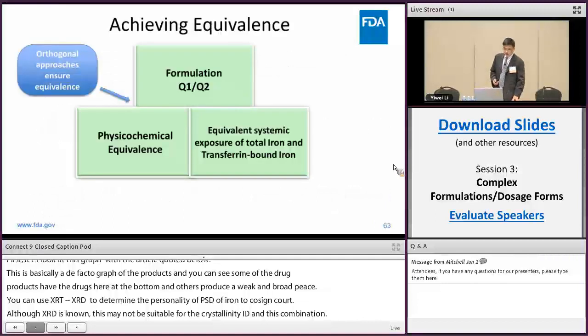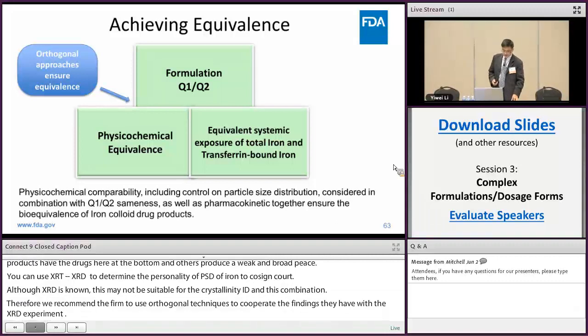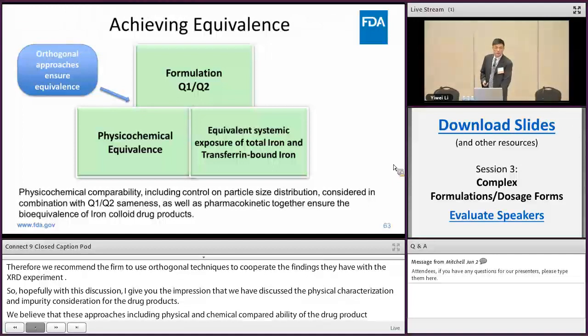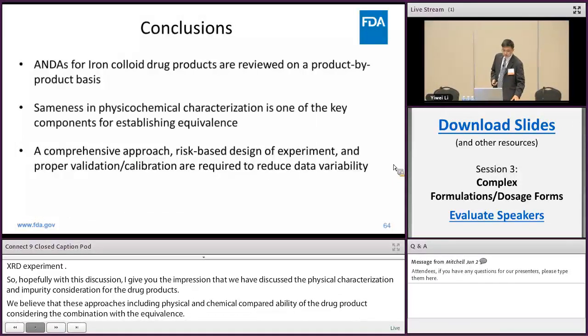So, hopefully with this discussion, I give you an impression that we have discussed the physicochemical characterization and impurity consideration for iron colloid drug products. We believe that orthogonal approaches, including physicochemical comparability of the drug product, considered in combination with Q1, Q2 sameness, coupled with PK equivalence, ensure the bioequivalence of the iron colloid drug products, which would allow the generic version of the drug products to be approved via ANDA pathway. So with that, let's go to the conclusion.